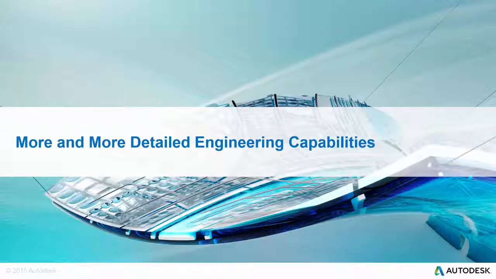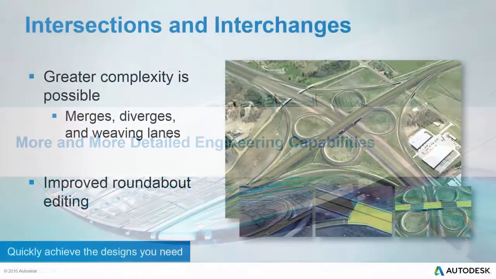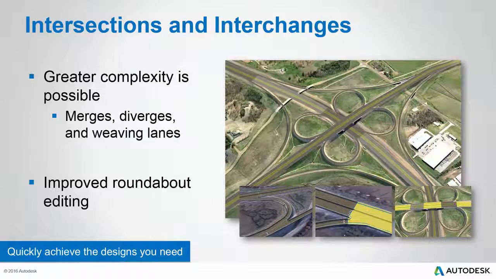Now let's discuss the topic of more and more detailed engineering capabilities. As you know, InfraWorks 360 has developed with each new release in its ability to create more complex and engineering-related designs. This release is no exception. When you design things like complex interchanges, you're going to find that greater complexity is possible, especially when designing merges and diverges and weaving lanes. This includes on-ramps and off-ramps that are multiple lanes.